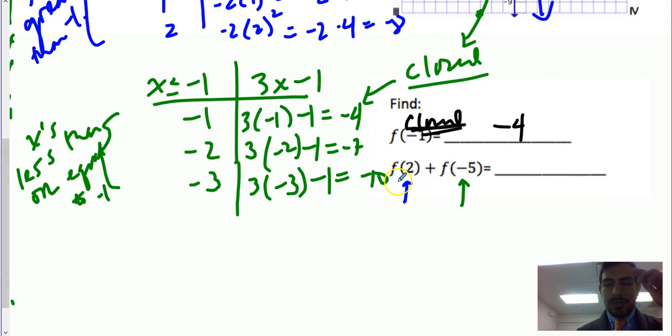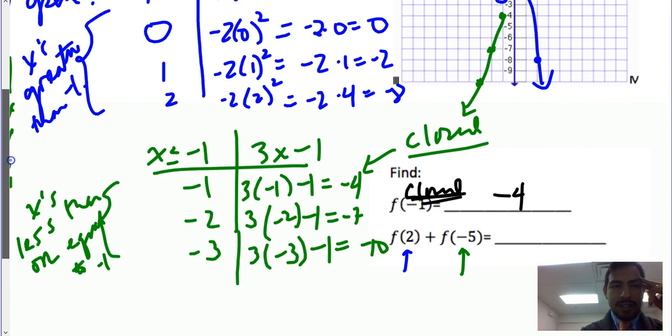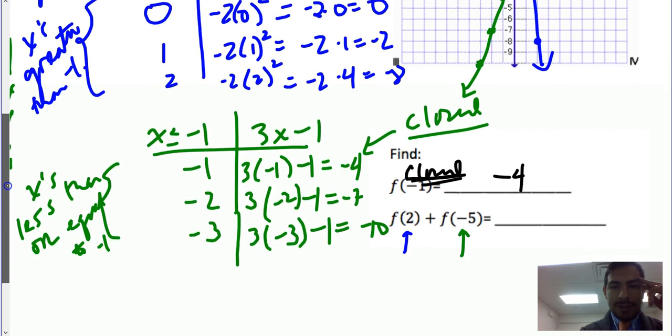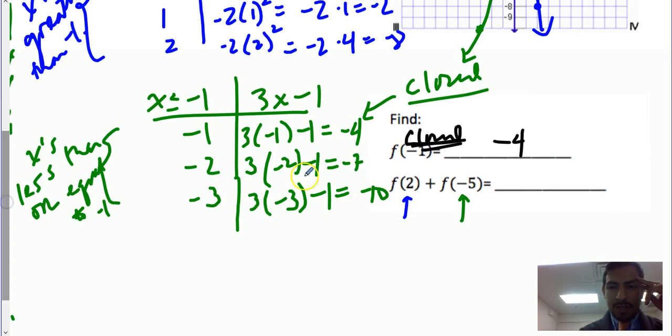2 is greater than negative 1, so I need to use the blue equation, because this blue is for all x's that are greater than negative 1. And negative 5 is less than negative 1. So negative 5 has to be plugged into this equation. That's how we kind of figure it out.